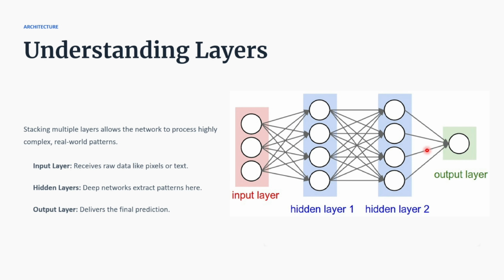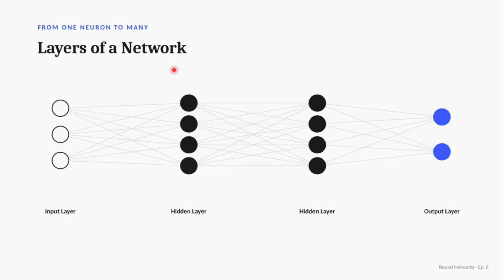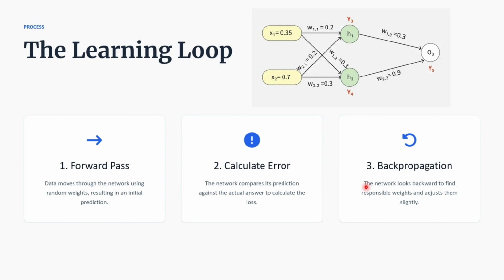Finally, we have the output layer, which gives us the final answer, like cat or dog or a specific number. When you stack multiple hidden layers together, this is what people call deep learning. The word deep simply refers to having many layers stacked one after another.